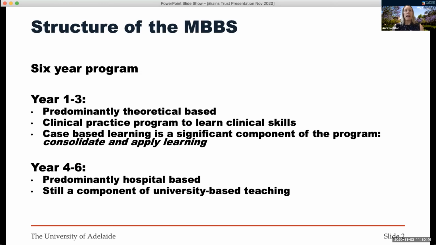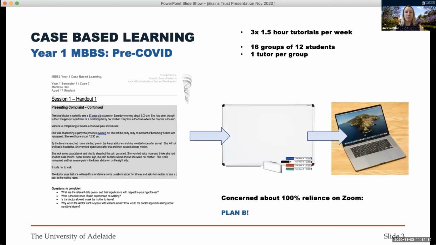Just really briefly, our MBBS program is a 6-year undergraduate program, which means that our students are generally 18 to 20 years of age when they commence the program. The first 3 years are largely theory-based and case-based learning plays a pivotal role there. So the students attend case-based learning for 1.5 hours 3 times a week. They also have clinical practice, and in Year 3 they start to enter the hospital environment. Year 4 to 6, however, is much more hospital-based with just a little bit of component of university-based teaching.